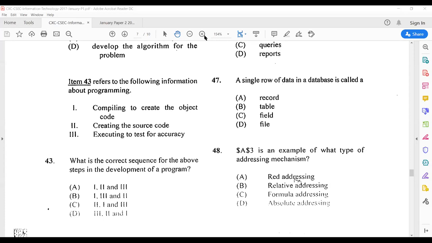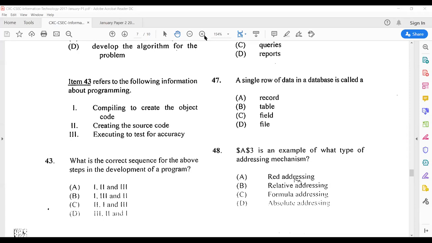So the first thing everyone did was what? They created the source code. The source code was when you open Lazarus, the Pascal program there, and you type the code. So that's creating the source code. After you create the source code, then you did what? You had to compile the code to create the object code, right?